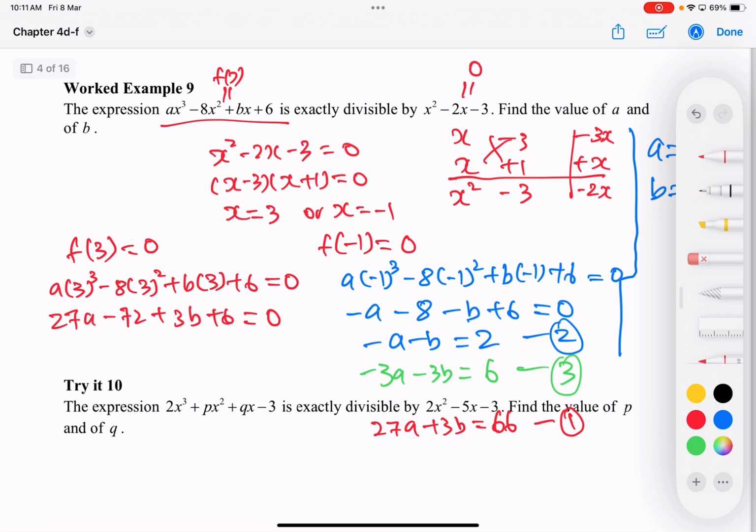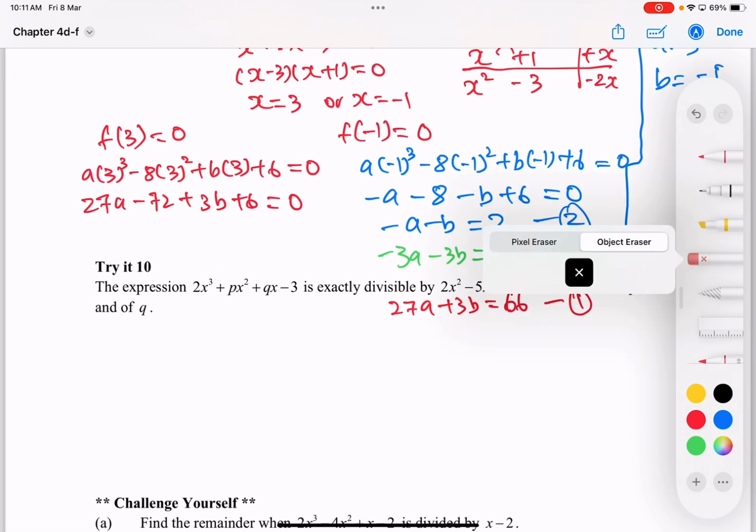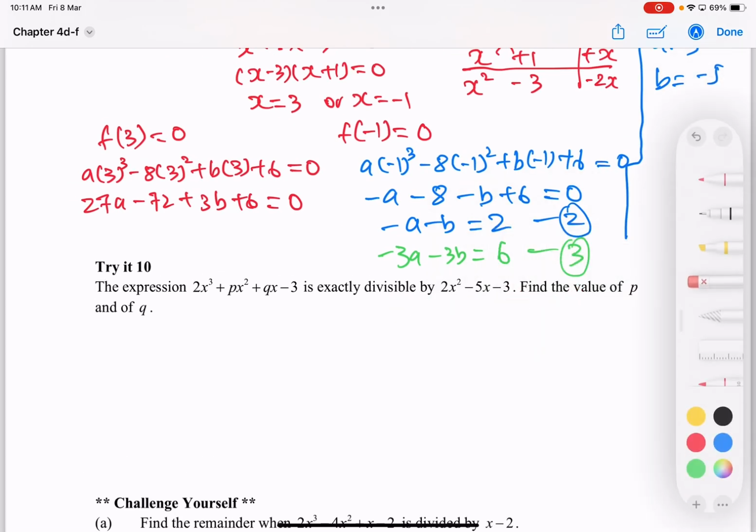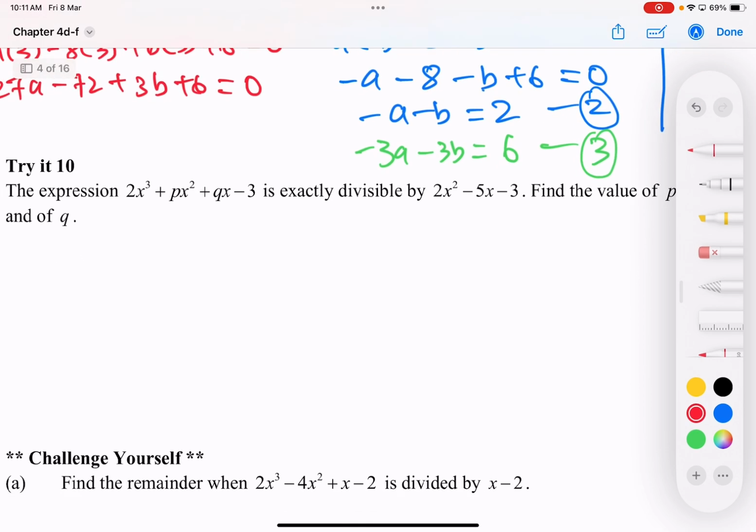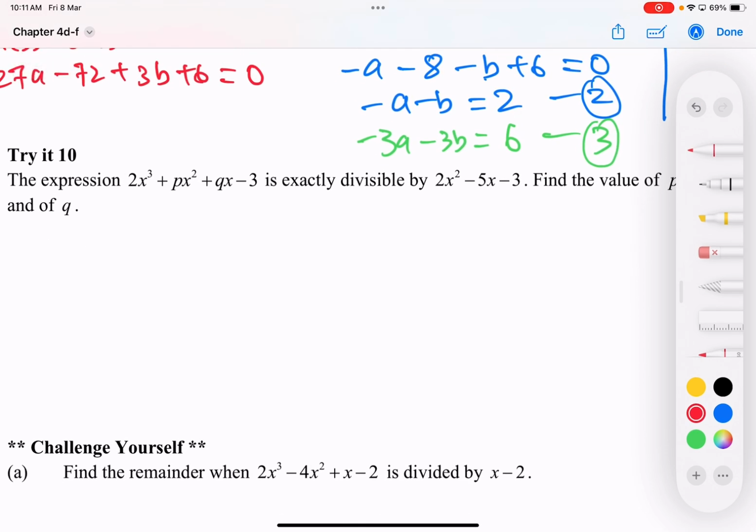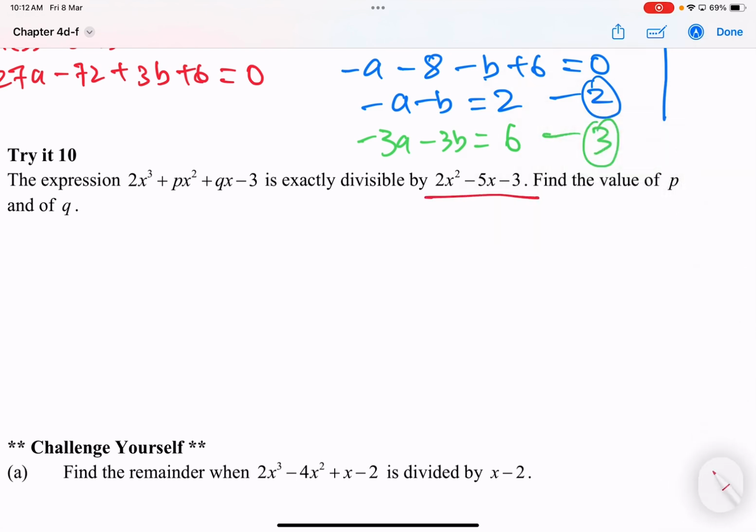Okay. Come, let's move on to try 10. Try 10, can you do by yourself? Same idea. The expression is exactly divisible by this thing. So the first thing is to make the divisor equal 0. Try to find the value of x that makes the divisor equal to 0. Then you substitute it inside the original f(x), make it equal to 0, because that's what the factor theorem tells us. And then you'll form two simultaneous equations and you will solve it.